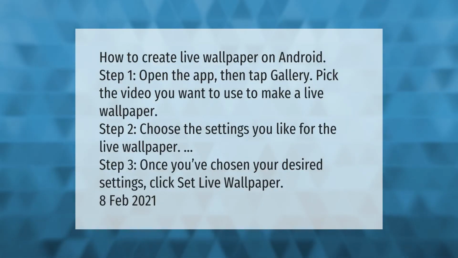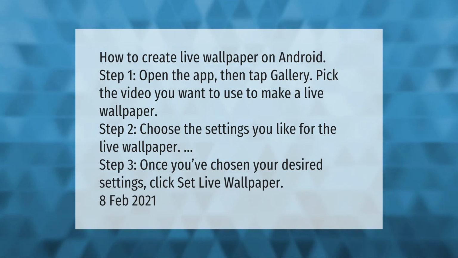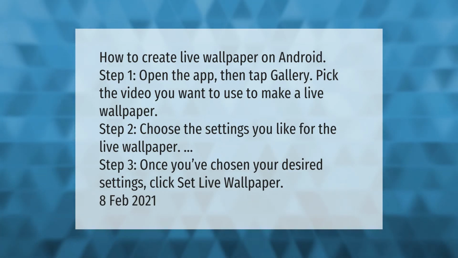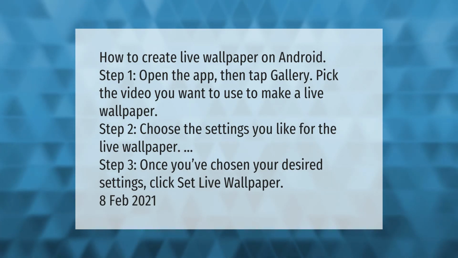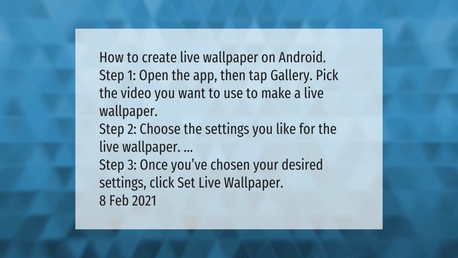How to create live wallpaper on Android. Step 1. Open the app, then tap Gallery. Pick the video you want to use to make a live wallpaper. Step 2. Choose the settings you like for the live wallpaper. Step 3. Once you've chosen your desired settings, click Set Live Wallpaper.